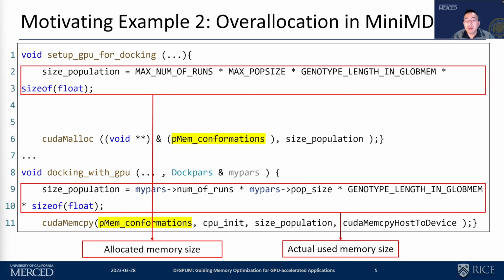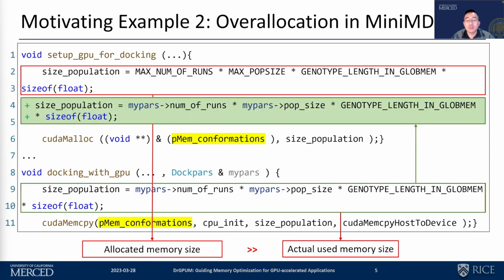The allocated memory size is often larger than the actual used memory size. That's to say, there is a chunk of memory in the array that is allocated but not used if the input size is not equal to the maximum size. So, we can use the actual input size to allocate the device memory to eliminate the memory wastage, as highlighted in the green box.